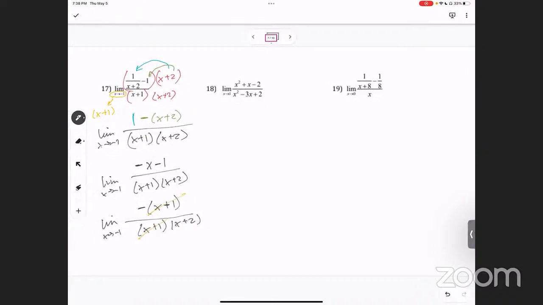And don't forget it's negative 1 on the top still. So negative 1 over 1, which equals negative 1. Good. What factor am I going to have in the top and the bottom of this one?